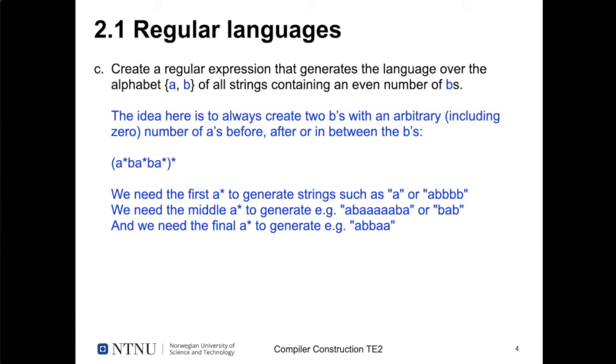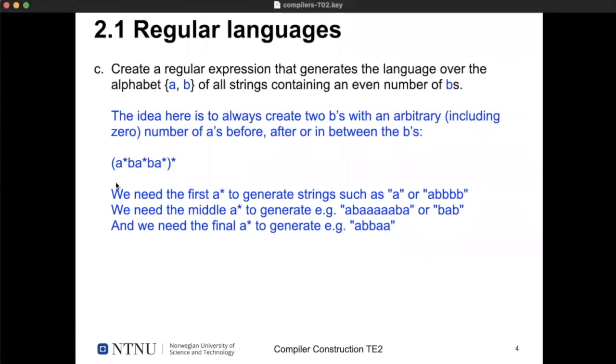So we know we cannot count in a regular language, so we need to use a trick, and we hinted at this trick. The idea here was really to always ensure that we create two Bs at the same time, or a multiple of two Bs, like four Bs. And then we have to ensure that between these two Bs we generate, we can have an arbitrary number of As. So that one here would be a valid regular expression. So we can have an arbitrary number of As in front.